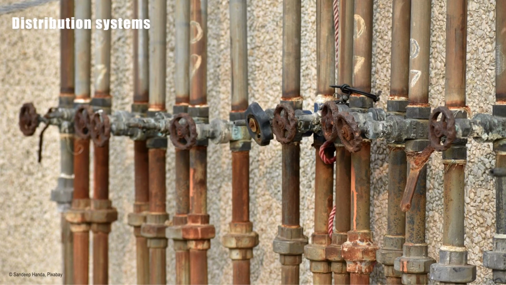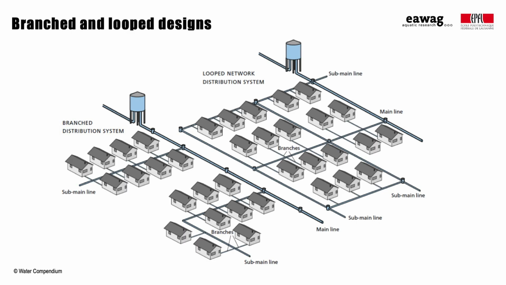Rural areas are less likely to be served by centralized distribution systems since household connections become cost prohibitive across such long distances. In these low-density areas, smaller community networks are more feasible for delivering water to households, yard taps, and public standpipes. These small-scale systems often have a simple branch design, while larger centralized systems tend to be underground loop networks. You can find more information on these and other technical design considerations in the Water Compendium.